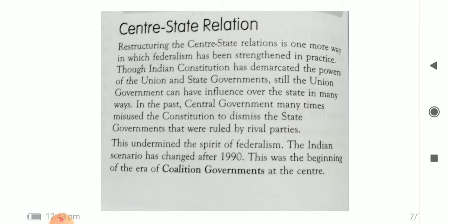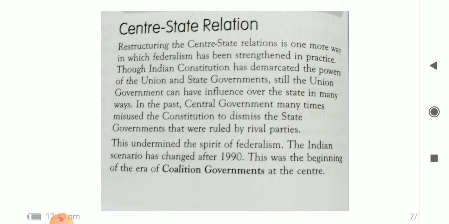Examples are the UPA, United Progressive Alliance, led by the Congress Party, and the NDA, National Democratic Alliance, led by the Bharatiya Janata Party. Since no single party got a clear majority in the Lok Sabha, the major national parties had to enter into an alliance with many parties, including regional parties, to form a government at the center. This led to a new culture of power sharing and respect for the autonomy of state governments.